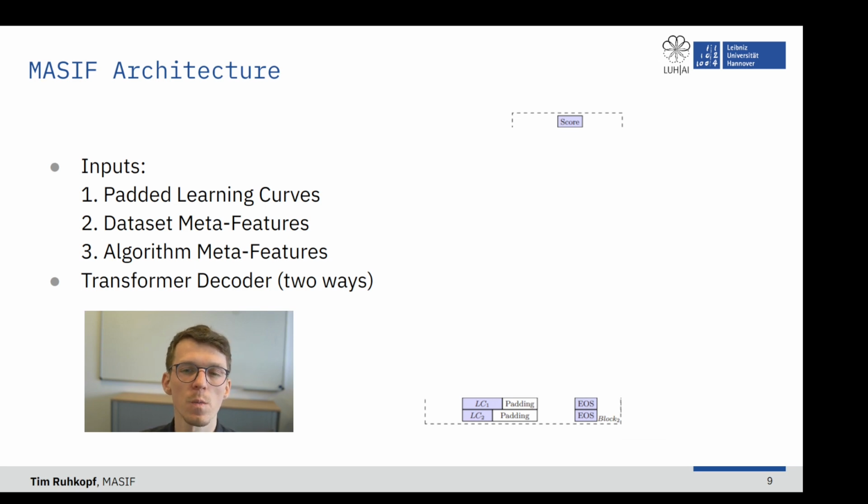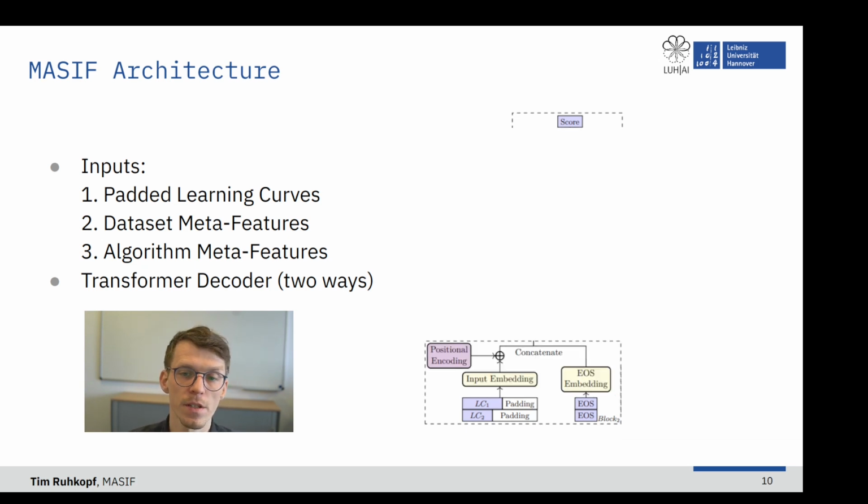For now, let's assume we only had learning curves and ignore both the dataset meta features and algorithm meta features, which are optional here anyways. We also introduce an end-of-sequence token, which we abuse to avoid technical issues in the attention mask later on, and allow us to explicate our model's expectation when zero fidelity information is available.